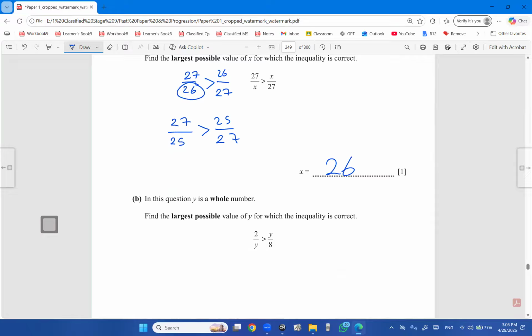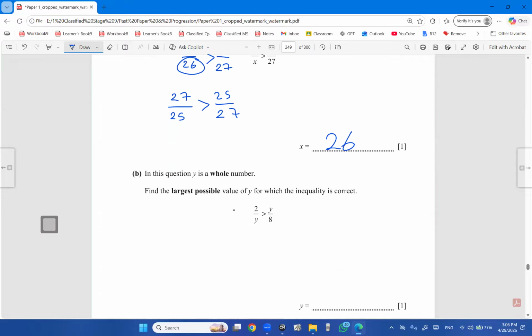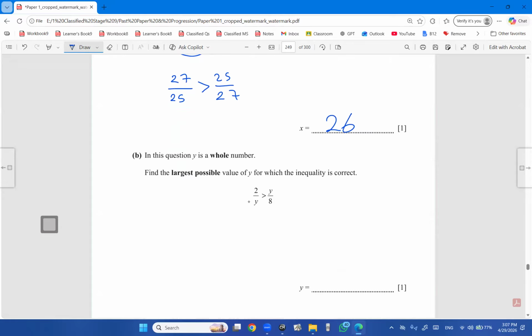In this question, y is a whole number. Find the largest possible value of y. So if you notice over here, you're going to find that this is greater than y over 8. If you try 2 over 3, for example, you're going to find that yes, it is greater than 3 over 8, right? And if you notice also, because 2/3 is actually more than a half, 3 over 8 is actually less than a half. So this is still greater.